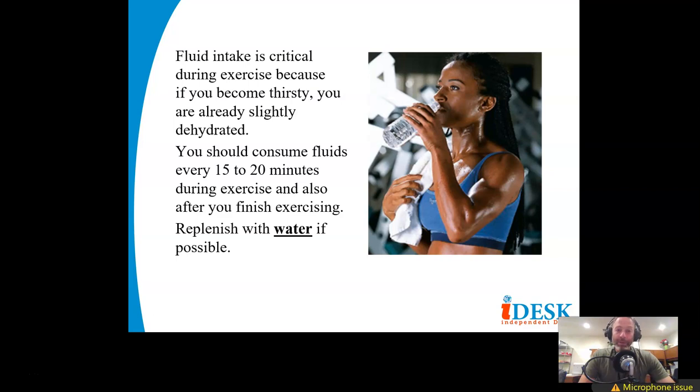Fluid intake is critical during exercise because if you become thirsty, you are already slightly dehydrated. Okay, you should consume fluids every 15 to 20 minutes during exercise, and also after you finish exercising. Replenish with water if possible. Water is obviously the purest form of hydration.